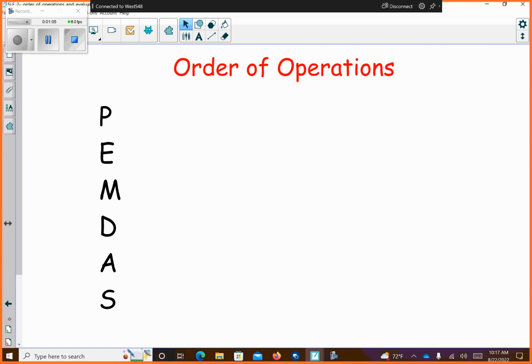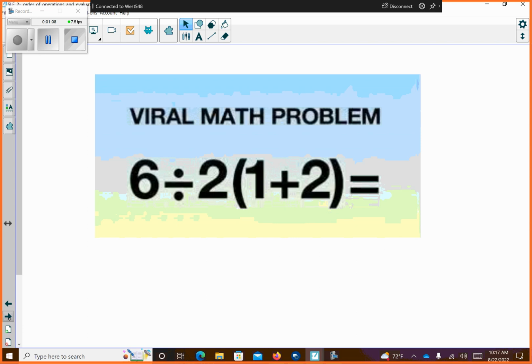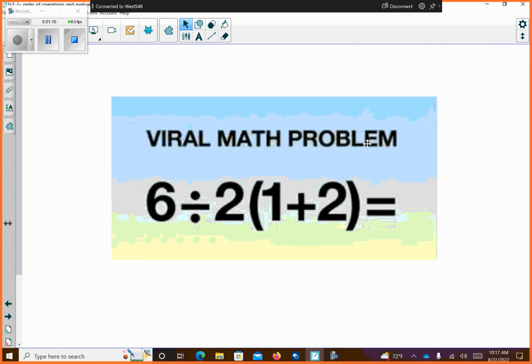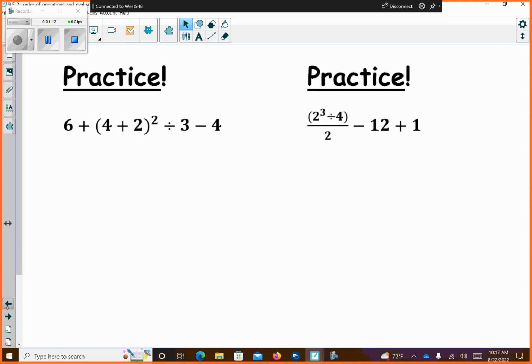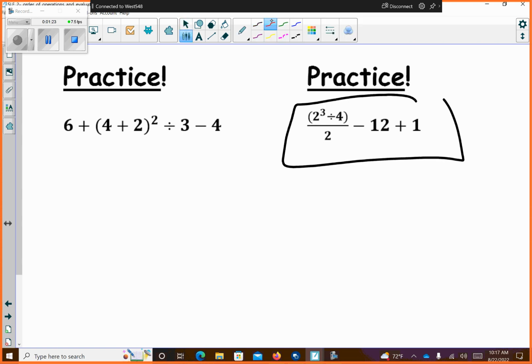Now, obviously, as we're working through things, we talked about this was the viral problem. That's done. And we kind of worked on these a little bit. I think we did the one on the left. But let's talk about the practice. Let's talk about this one. I don't think we worked on this one here. So let's take a look at it. I do notice that I have an exponent. What number is my exponent up there by chance? 3. Thank you.